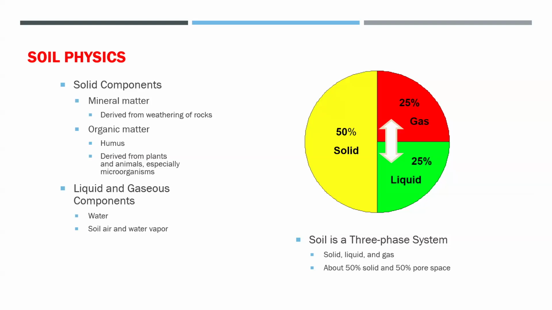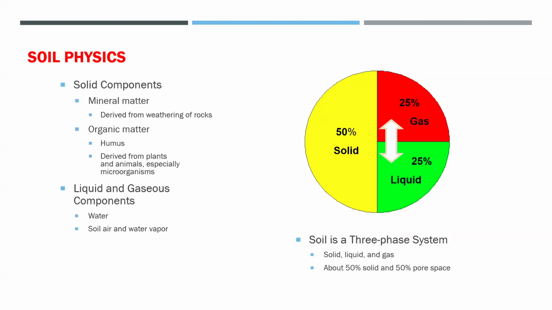Three phases of matter. And we say I have the solid components, which are mostly the mineral matter, the rocks that are broken down, but we also do have some organic matter. We talked about that, or even the biologics that are out there, but it's mostly mineral matter. And then we have the other part, which is liquid and gas components. So those are what we think of as the pore space. You're about 50% solid, about 50% pore space in most soils.